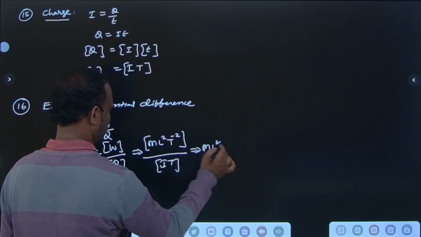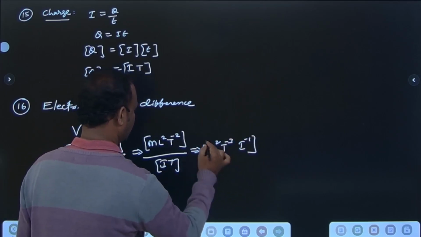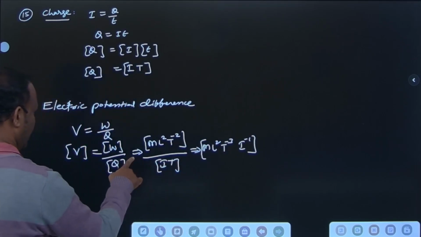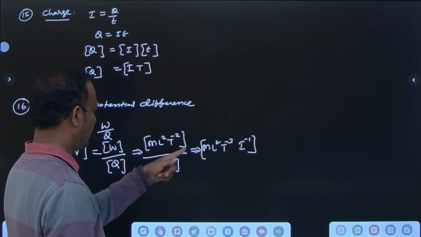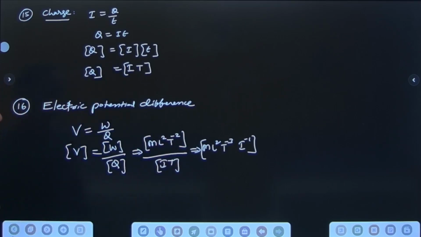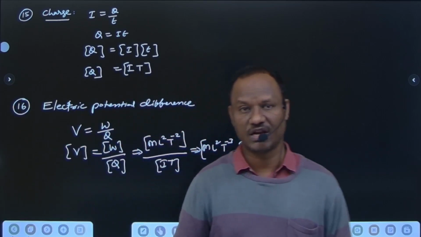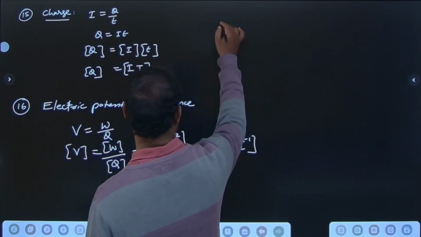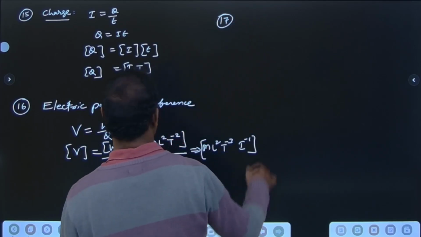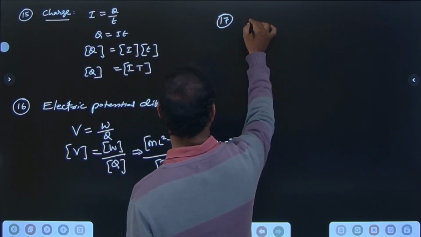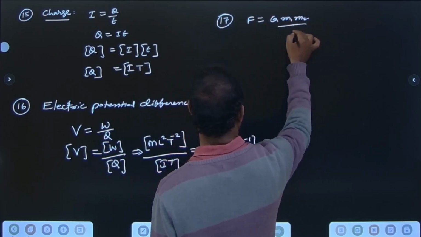L square T minus 3 I minus 1 is okay. So M, and it's a L square T minus 3 and minus 1. Like we can write, this is about 16th. And from the gravitation, if you speak about from the gravitation, my gravitation is what? 17, like if I say this. So here gravitation F is equal to G into M1 M2 by R square.